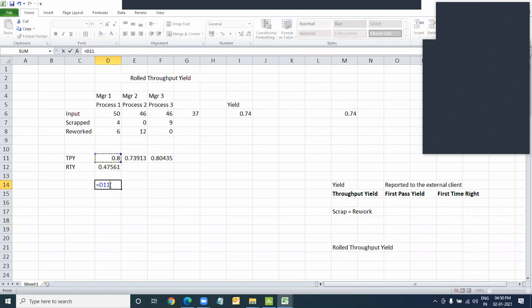So 50 items were given to you, minus what you lost, 4, minus you reworked 6, so you had 6 defects in the first place. Only 40 items were error free. What is your net error free output? 40 items divided by 50. You are working with 80% first time right. Your first pass yield is 80%.